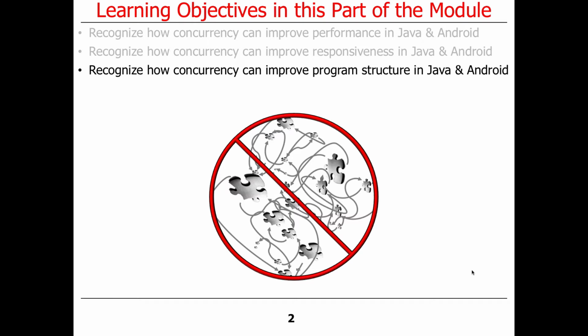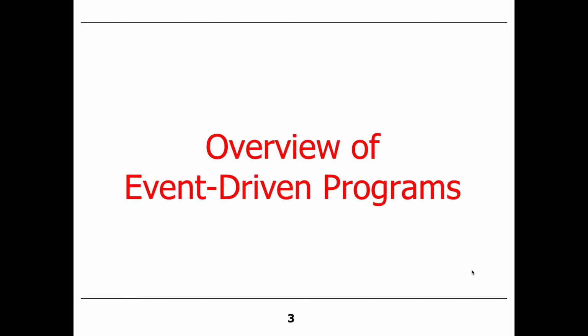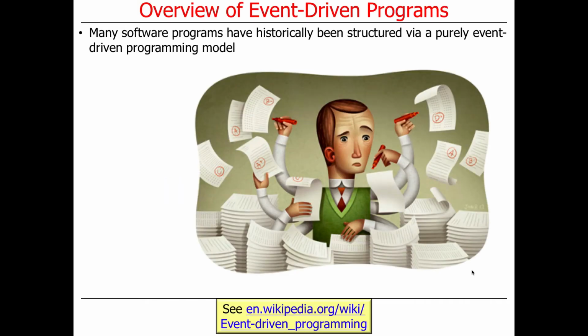What we're going to talk about now is how concurrency can be used to improve program structure in Android. And that's a slightly different set of concerns. It's more about software engineering in some sense than performance. In order to motivate this, let's first spend a little time talking about so-called event-driven programs.